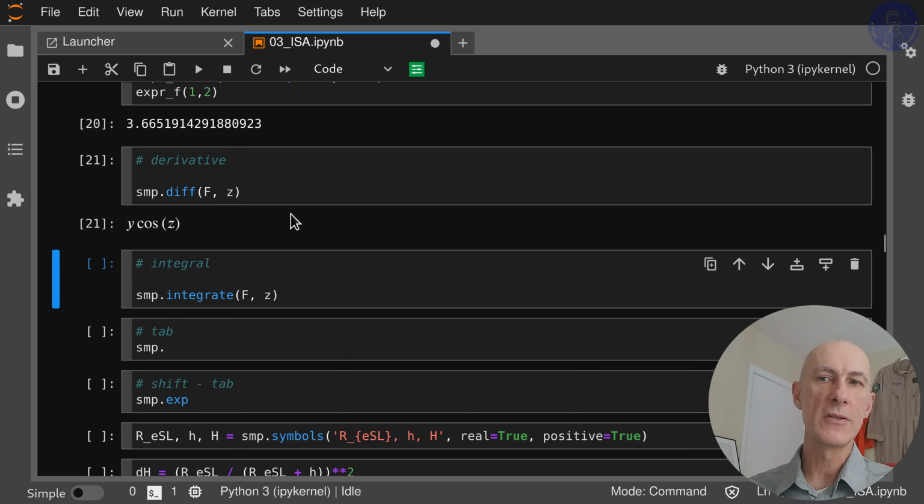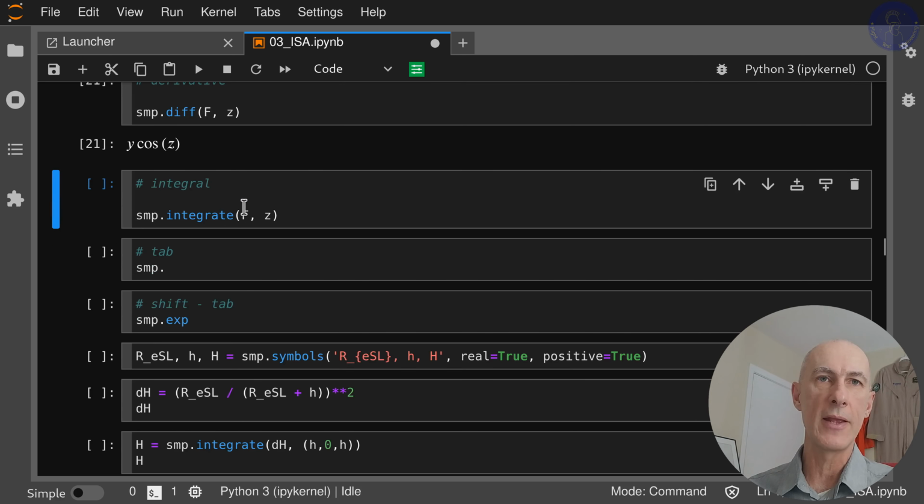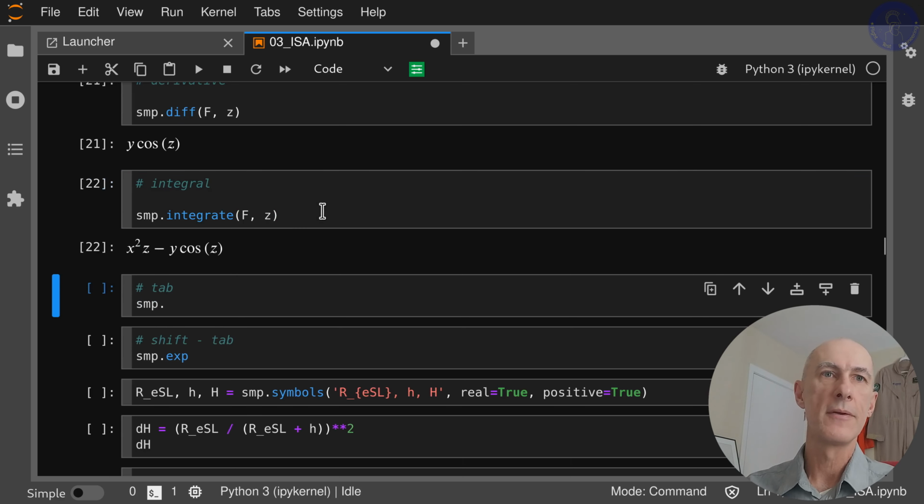And of course, the reason we went into this rabbit hole is integrals. And we can do the same here. We can integrate f with regards to z, and you get the expression.